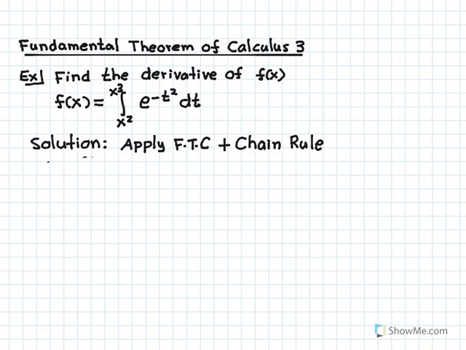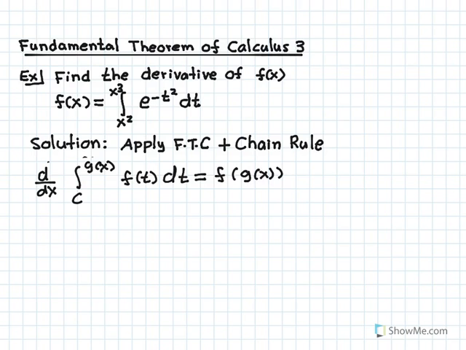The formula we're going to apply is d dx of the integral from c to g of x, f of t dt, is equal to f of g of x times g prime of x. Now, before we can apply this formula, we need to split up the integral so we can apply this rule.